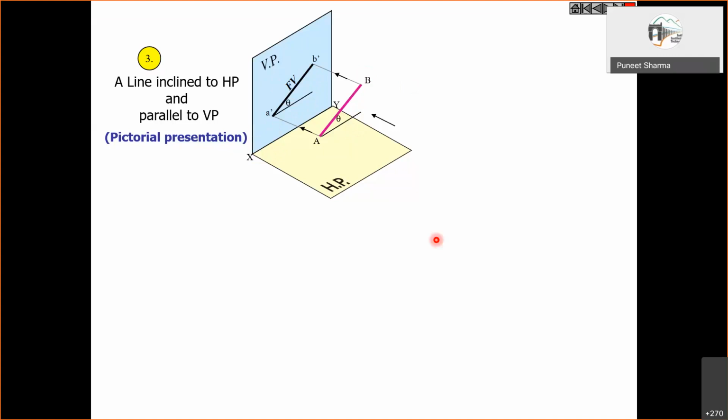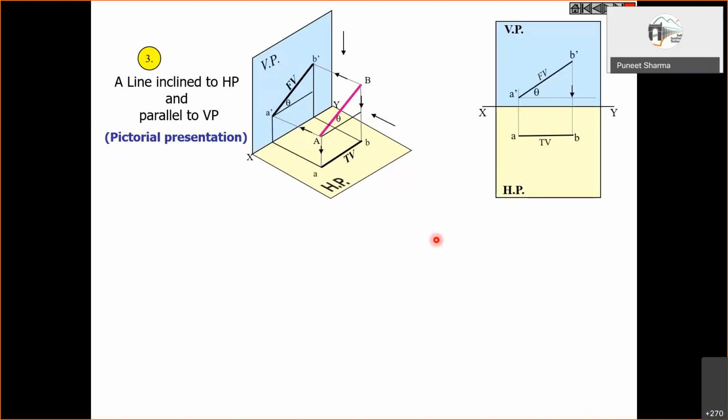Then we can obtain the top view. So this small a small b represents the top view, and as you can observe, the top view is actually going to give us a reduced length. It will have a length less than that of this line AB. Then this is how they are shown in the front view and top view after aligning the horizontal plane with the vertical plane, as we had discussed in the last class. This is what we achieve.